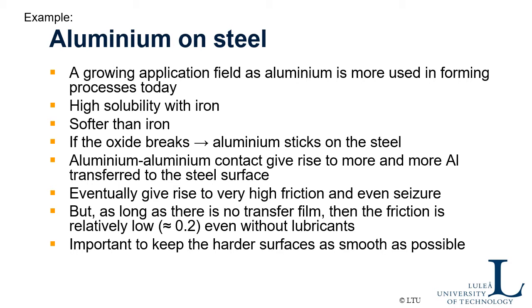And of course here it's important to keep the harder surface as smooth as possible to avoid the plastic deformation of the smoother surface, which scratches the oxide film and makes the adhesive friction possible. So here you can also see a relationship between plowing or abrasive type of friction and adhesive type of friction.